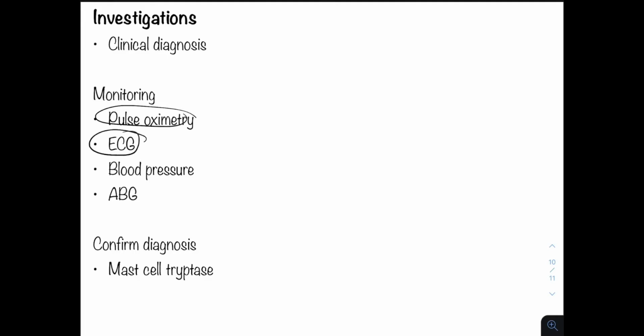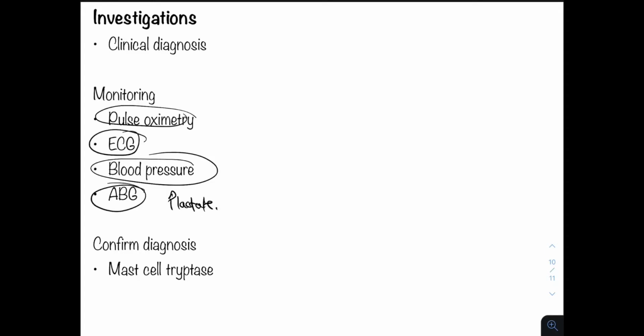An ECG, especially if you're treating the patient with adrenaline, patients can develop non-specific ECG changes and arrhythmias. Blood pressure, to monitor whether the patient is going into shock, and a blood gas, to check the patient's pulmonary function, and if the lungs are adequately oxygenating. It might also show an elevated lactate level, and this is secondary to metabolic acidosis that results from poor oxygenation and perfusion.